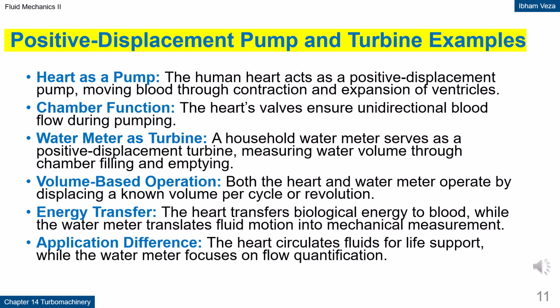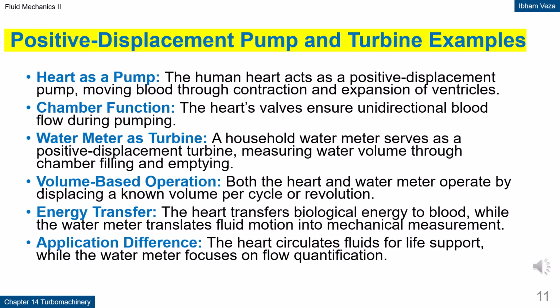Positive displacement pump and turbine examples. This slide explains in more detail how the heart and the water meter work as positive displacement devices. Valves in the heart ensure one-directional flow during the pumping of blood. The water meter uses small chambers that fill and empty to measure fluid volume. The basic principle is the controlled and measurable displacement of volume in each cycle.